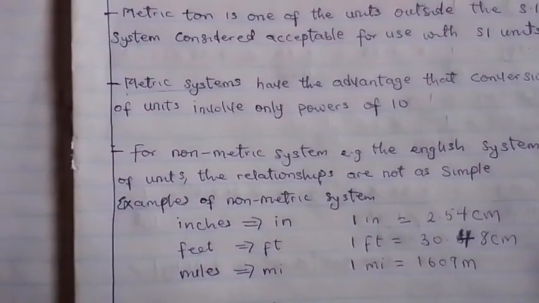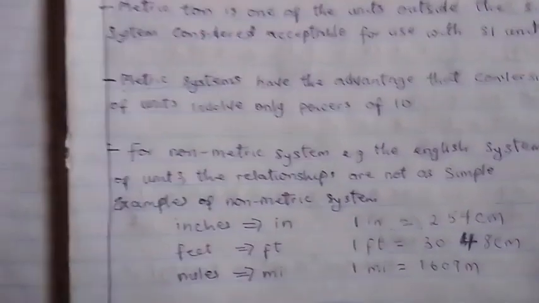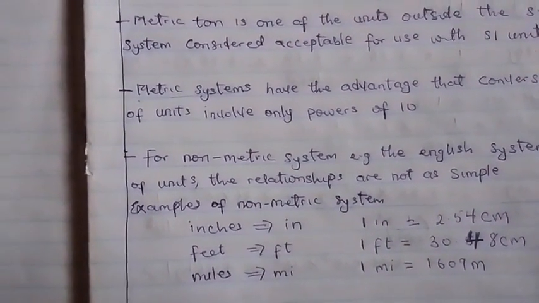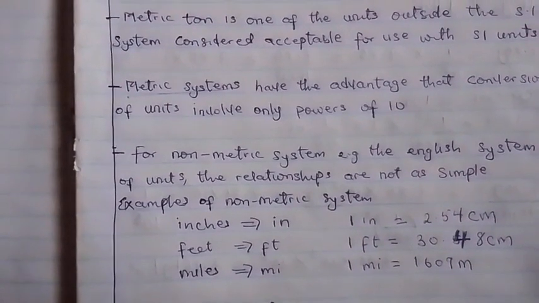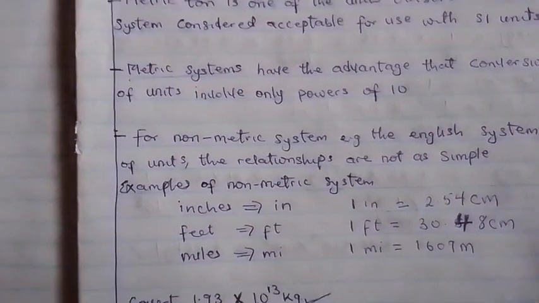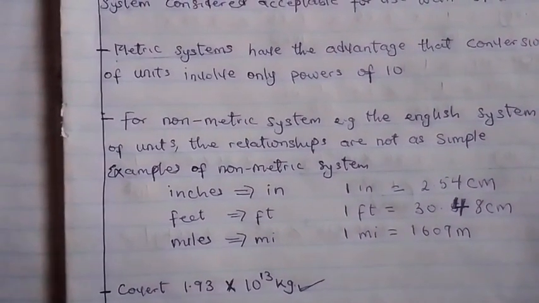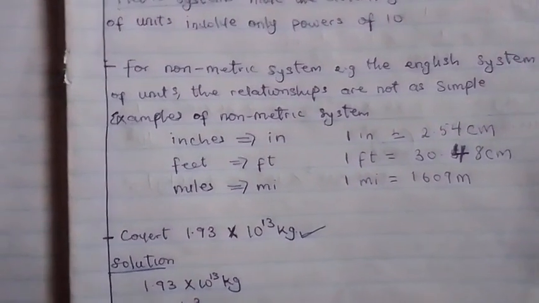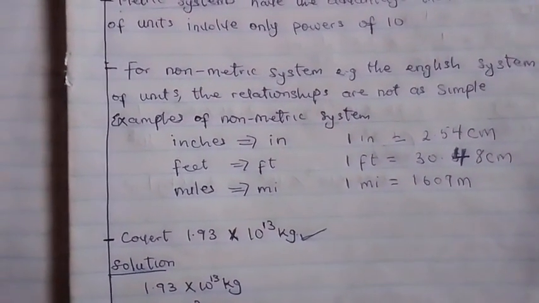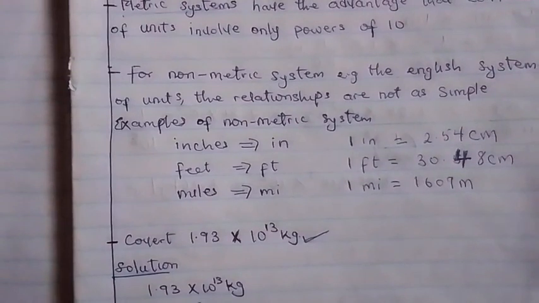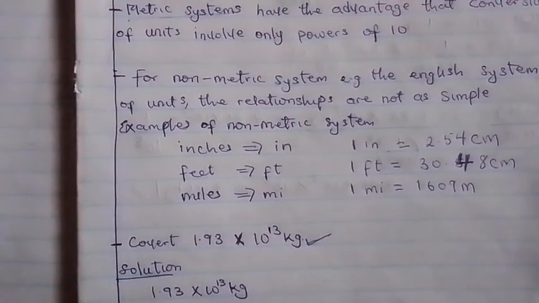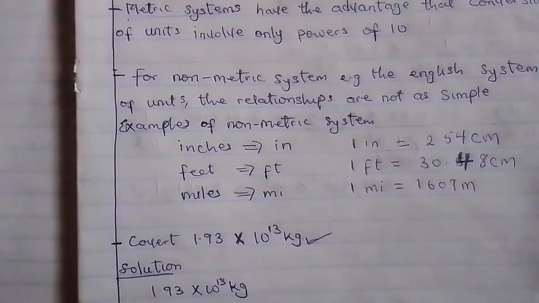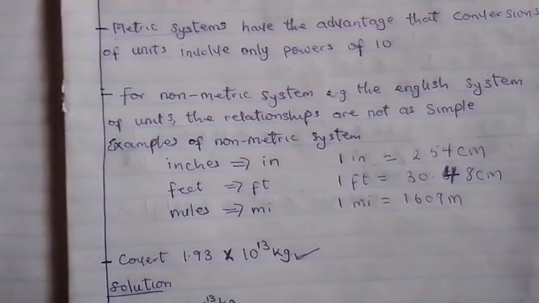For example, inches, represented as in, and 1 inch is the same thing as 2.54 centimeter. We have feet, ft. 1 foot is 30.48 centimeter, and we have miles. 1 mile is 1,609 meter. You agree with me that with these non-metric units, it won't be easy to remember them because they are not in powers of 10. So that's one advantage of a metric system over a non-metric system.